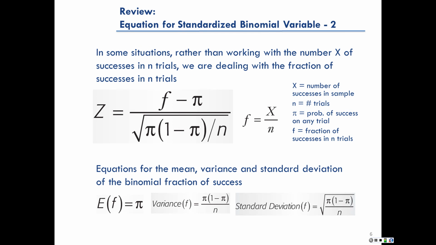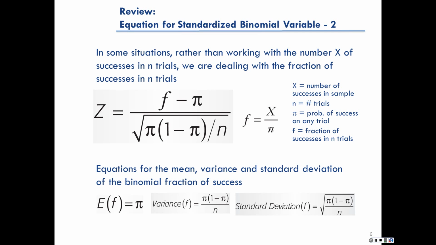So when we're dealing with a fraction, our z statistic is a little different. It's f minus pi divided by the square root of pi multiplied by 1 minus pi, and then all of that divided by n, which is the sample size. And so we'll be using that equation in our example.